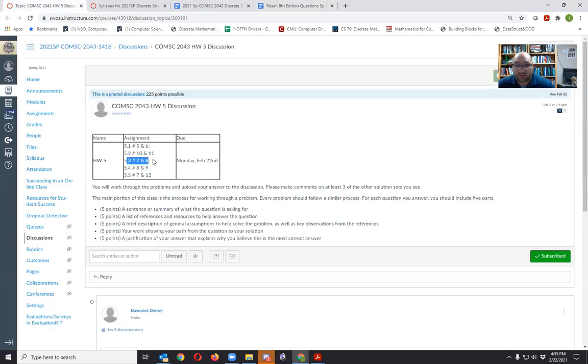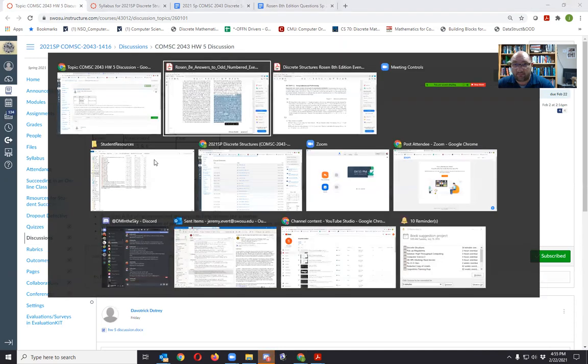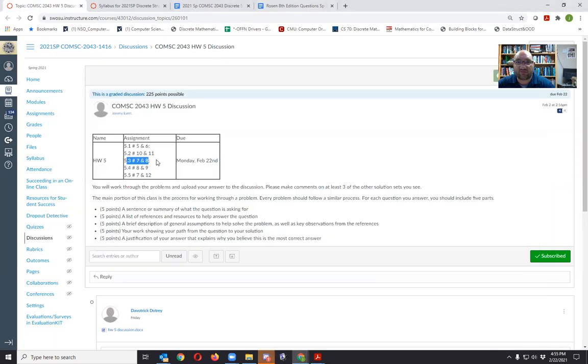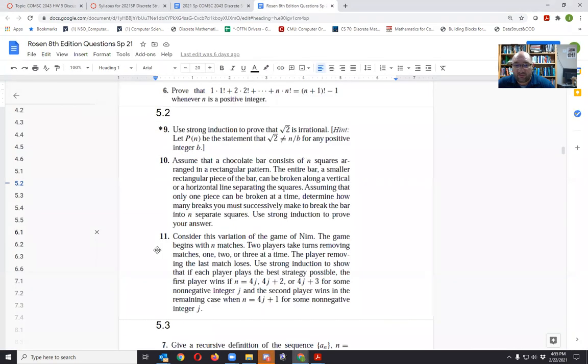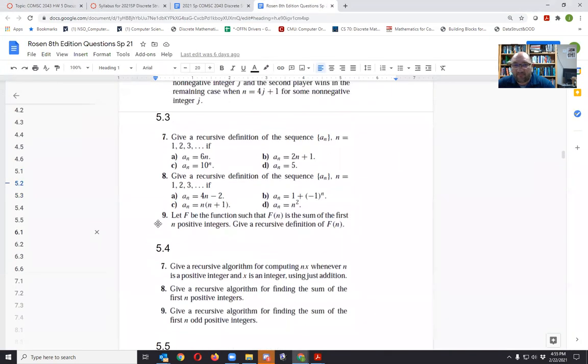Moving on, let's look at our next problem. We've got section 5.3, problems 7 and 8. Okay, so I want to stay on this tab. 5.3, 7 and 8. So give a recursive definition of the sequence a sub n for n equals 1, 2, 3, if a sub n is equal to 6n.